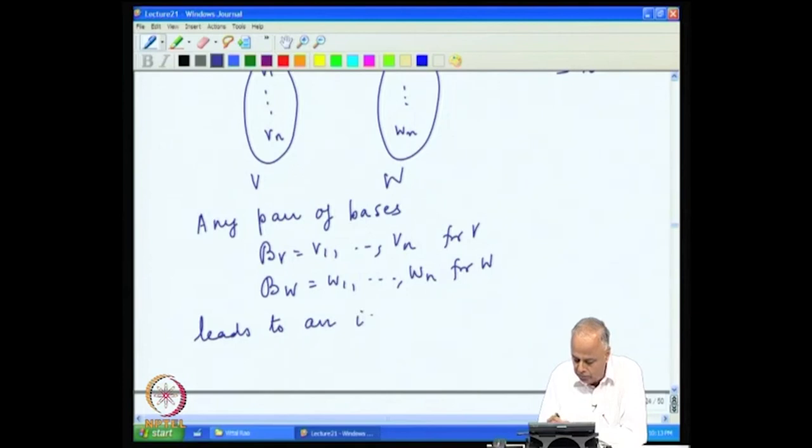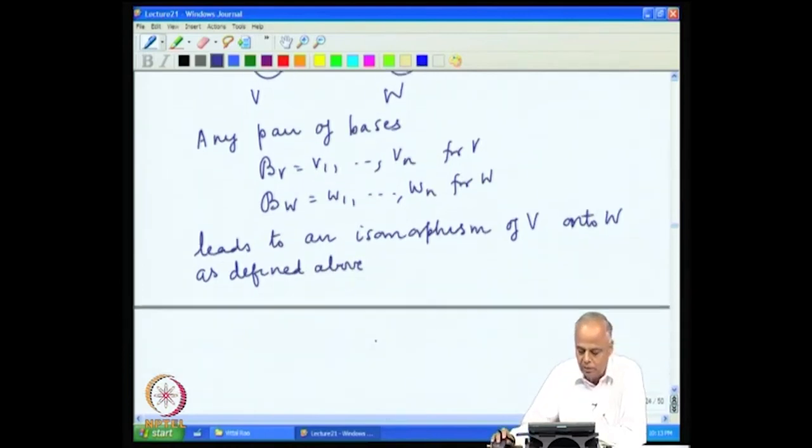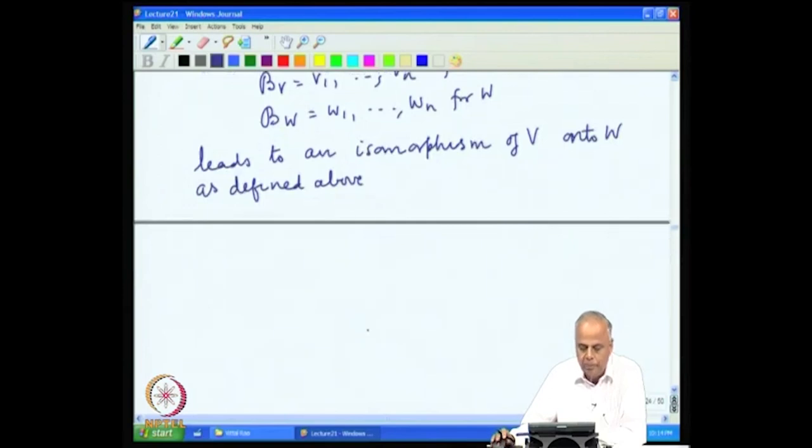So, you take a pair of bases, one for V, one for W, and it leads to an isomorphism T of V onto W as defined above. The isomorphism is obtained by mapping the jth base vector of V to the jth base vector of W. So, therefore, not only are any two finite dimensional vector spaces of the same dimension isomorphic, there are many isomorphisms that go from V to W. Every pair of bases will give rise to an isomorphism from V to W.